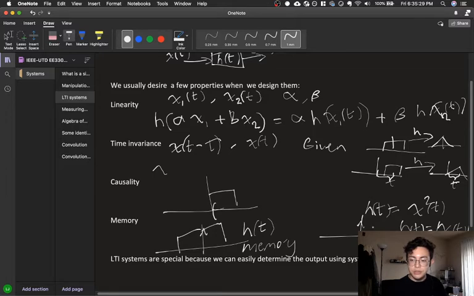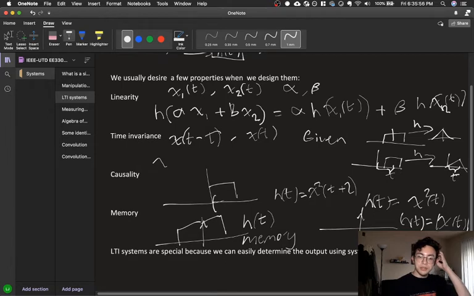These are examples of memoryless systems, whereas an example of something with memory is something that depends on a past or future value. Say h of t is x squared of t plus 2. This depends on the value at t plus 2 of x.